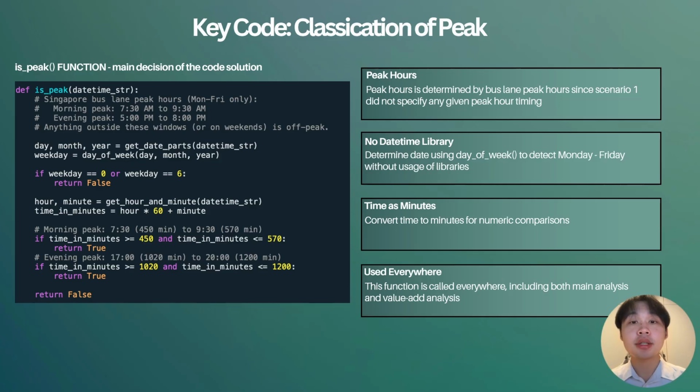The key design decision here was to avoid any external datetime library. Instead, I implemented a custom day of week formula to detect weekends and converted the time to total minutes, which in this case, let's say 7:30 AM will become 450 minutes, making the peak window check a simple numeric comparison. This function is called on every single record in both the main analysis and the value add analysis.